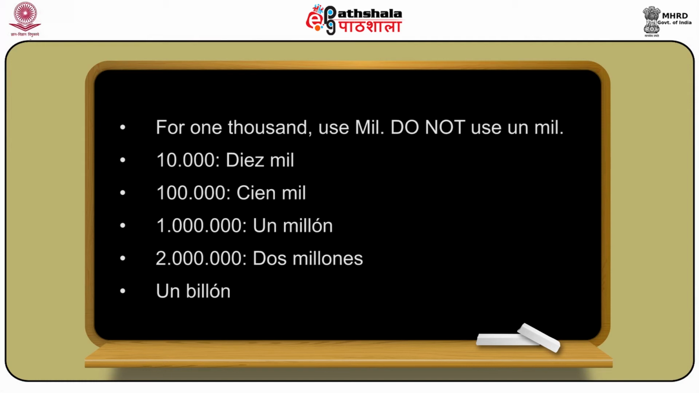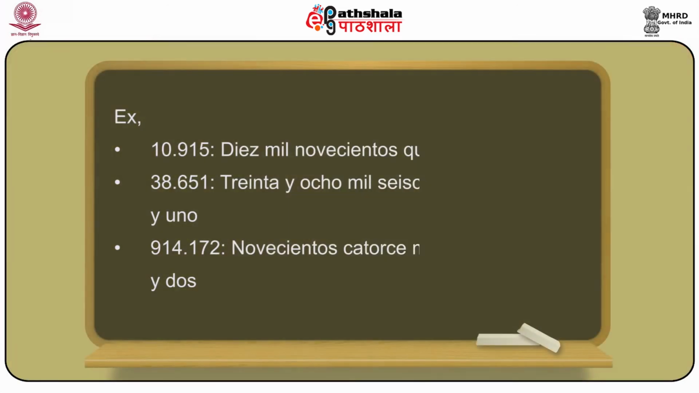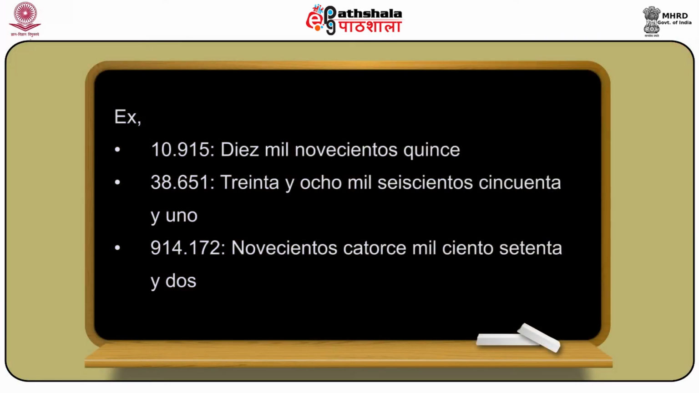And then 1 million will be un millón. 2 million again will be dos millones. And 1 billion will be un billón. Now let's take some more examples of the numbers that you have learned after 10,000.